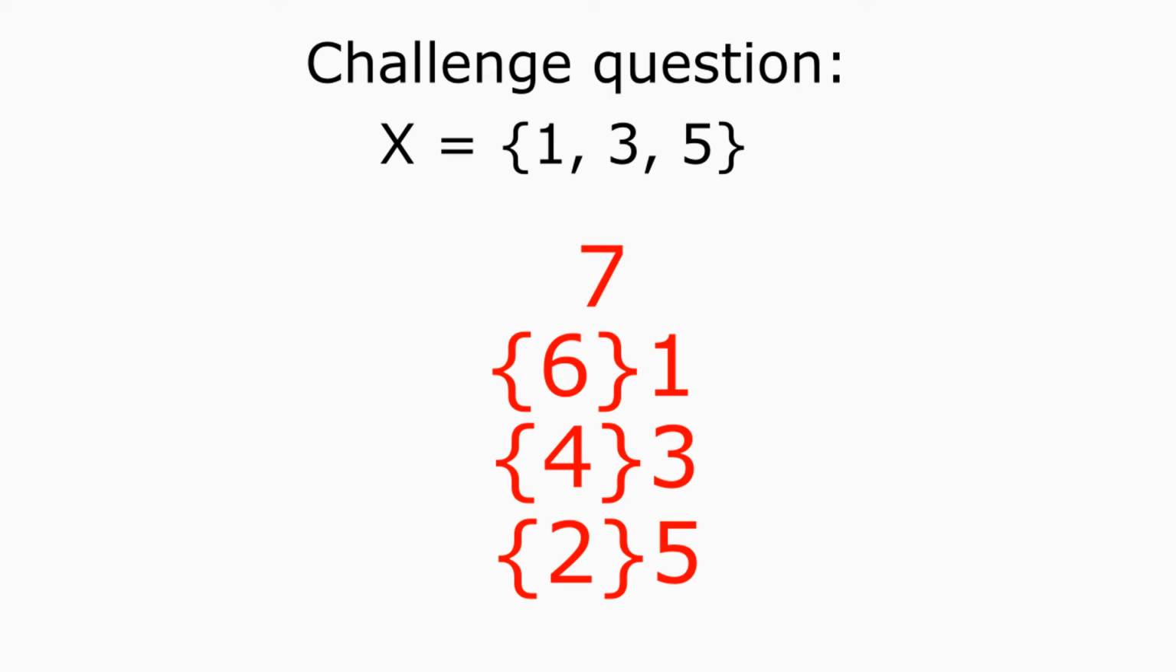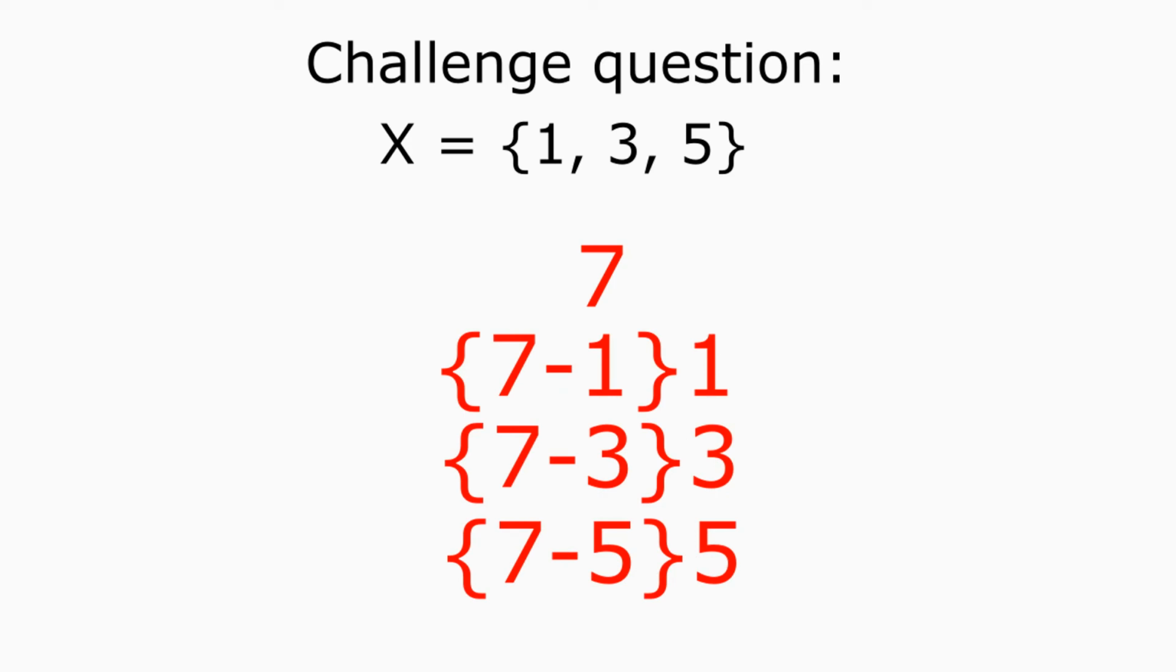So we have to consider all the possible ways we can climb 6 stairs, and then it's just going to be plus 1 step, right? That would give us 7 steps. Or we have to take all the possible ways we can climb 4, and then just add 3 steps to get to 7. And we have to add all the possible ways we can climb 2 stairs, and then add that 5 towards the end. And where do we get the 6 from? Well, that's just 7 minus 1, right? Then 7 minus 3, and 7 minus 5.